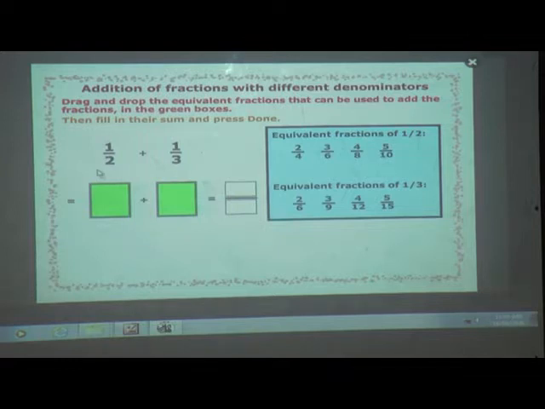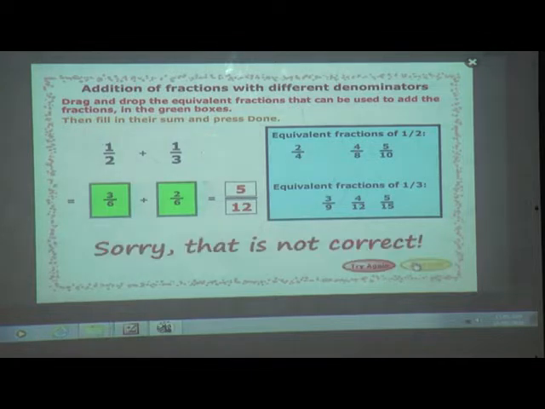We have to find out the LCM of 2 and 3. Now see, 2 3s are 6. Now see, 6 goes in the place of the denominator. Now take this. Here also 6. Now 3 plus 2 is 5, isn't it? Now I'll write here 5 upon 12. Done. Sorry, that is not correct.